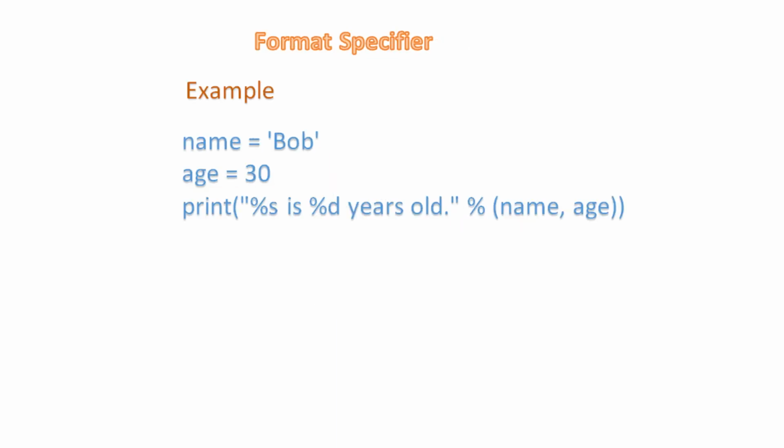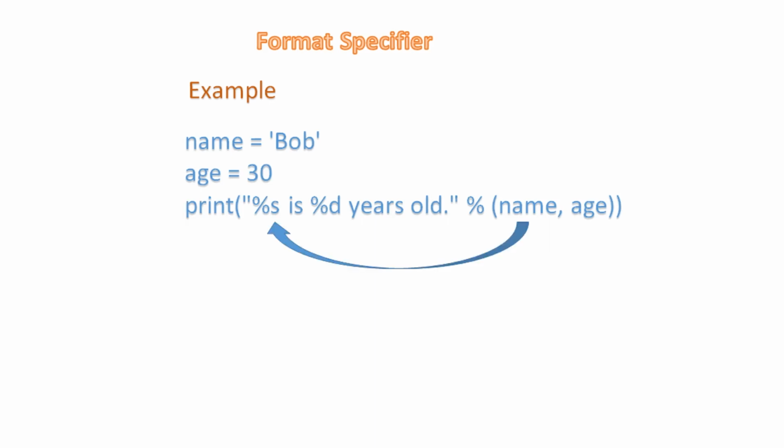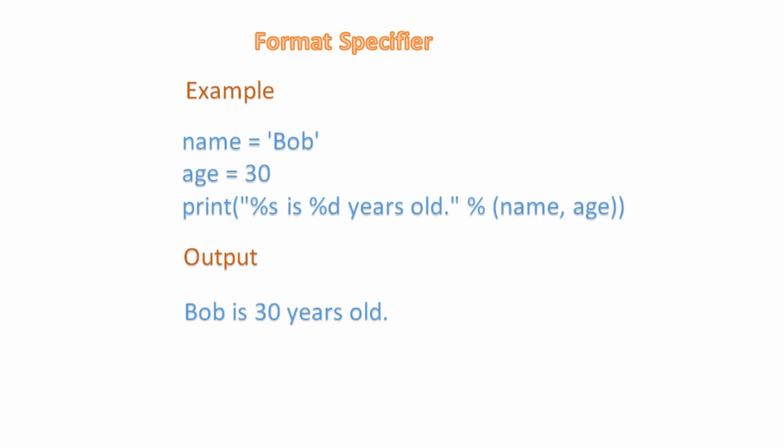Now let's create two variables, name is equal to Bob, a string type, and age is equal to 30, an integer type variable. In the print statement, I am using %s is %d years old. In the output, %s will be replaced by name and %d will be replaced by age. So the output is Bob is 30 years old.